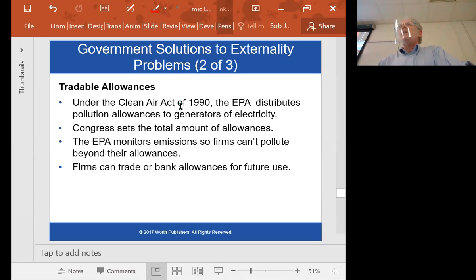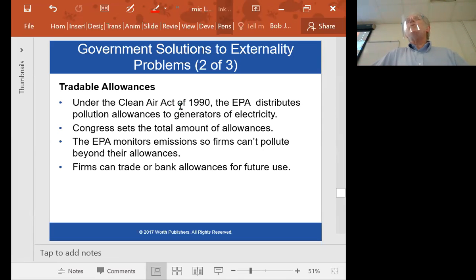So for any firm to emit pollution, they have to have an allowance that allows them to emit that much pollution. Think about the benefits of a system like this. By altering the amount of allowances issued, we can achieve any reduction in pollution we want. So it's not a question of whether we can have a lot of pollution or a little. The government can make that decision, how much pollution to allow. Then they issue that number of allowances to the companies that are doing the polluting.